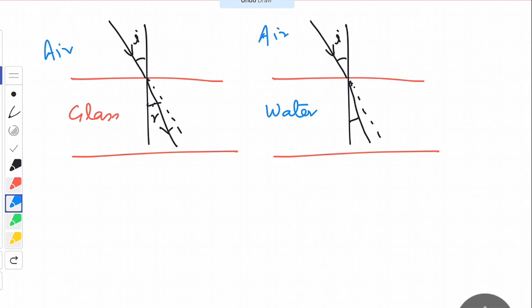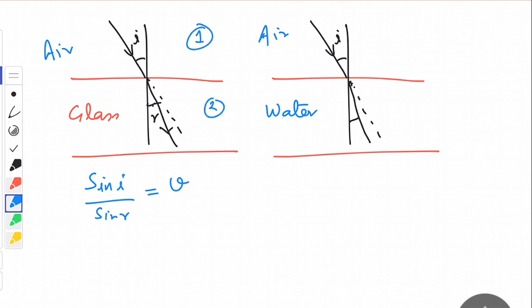Right now, I can tell you that sine i upon sine r is equal to the velocity of light. Let's say I call this medium 1 and this medium 2. Here the velocity of light is v1. Here the velocity of light is v2. So sine i upon sine r is equal to v1 upon v2.